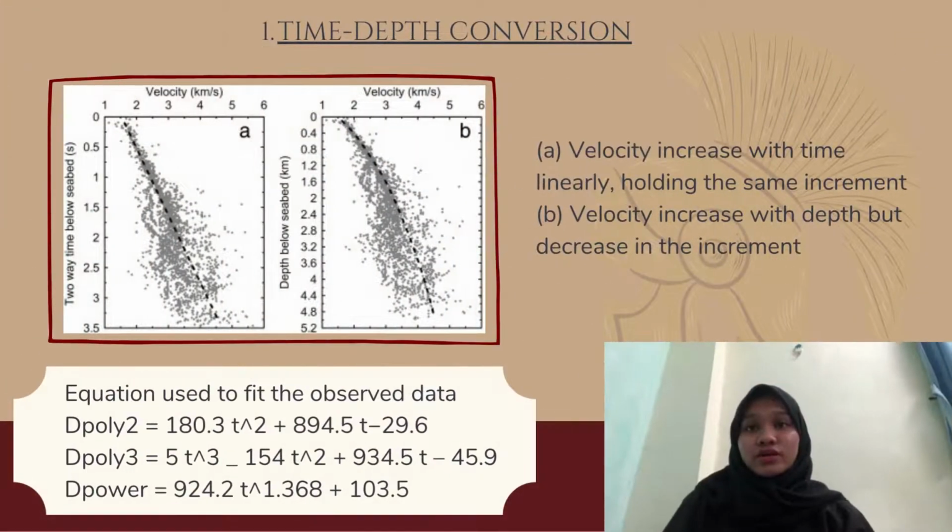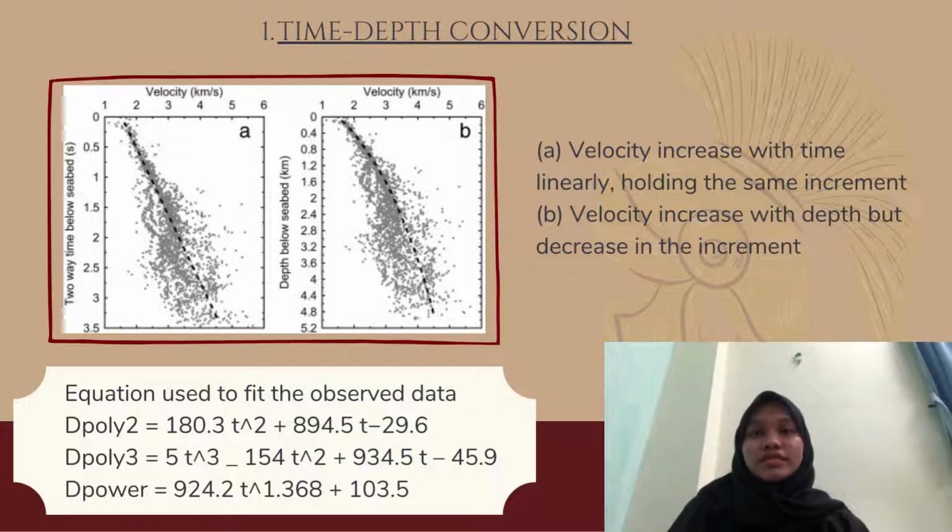Consequently, 21 wells were selected from 42 wells, of which the interval velocities were calculated and the trend of velocity versus time and depth was explored. Then, the form of time depth conversion function was determined and fitted to each other. From the graph displayed, we can see that velocity increased with time linearly, holding the same increment for the left side, which is diagram A, while in diagram B, velocity increased with depth but decreased in the increment.